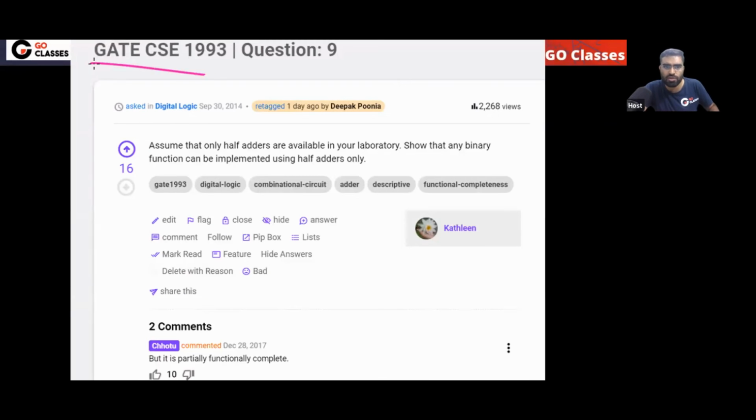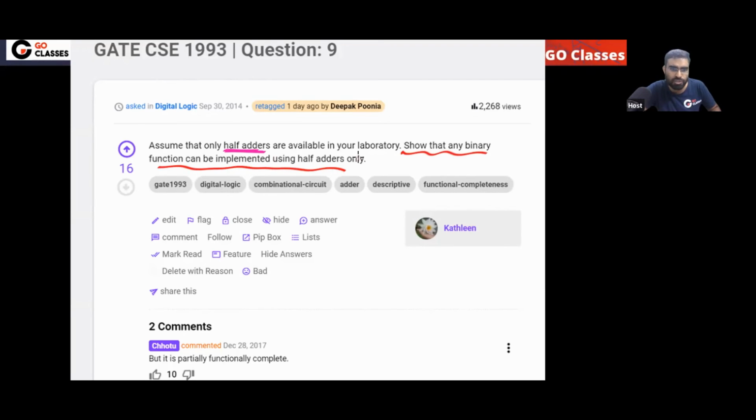And this is another question you can see. This is another GATE exam question. The question is asking about a half adder. Please tell me, is the half adder a digital circuit or a Boolean function? This half adder is a digital circuit, right? Yes or no? The question is saying, prove that this is functionally complete.